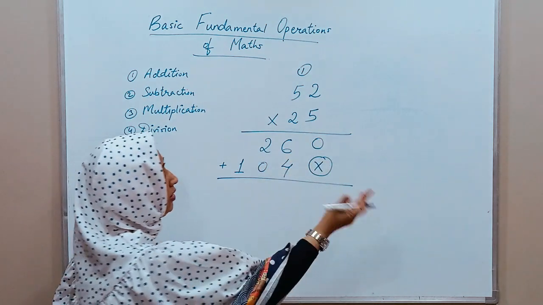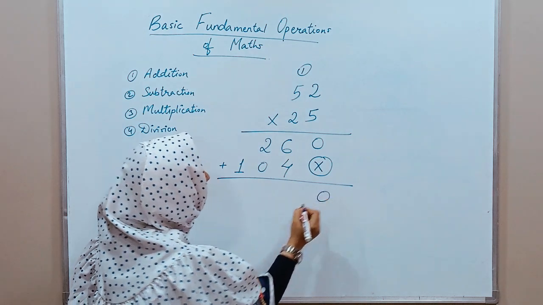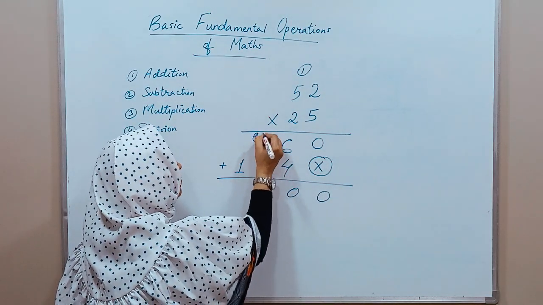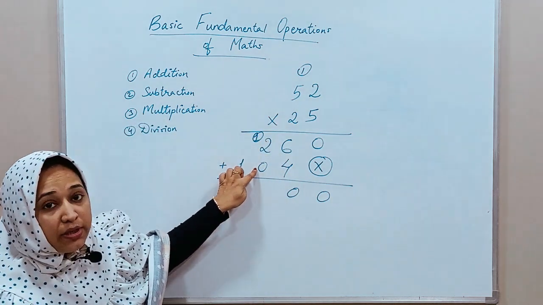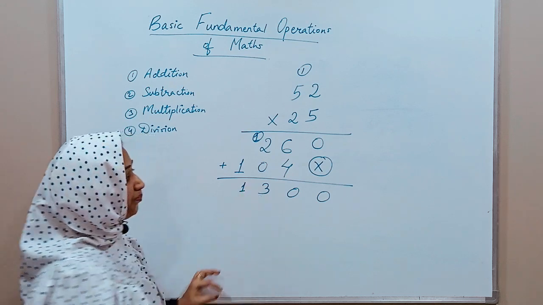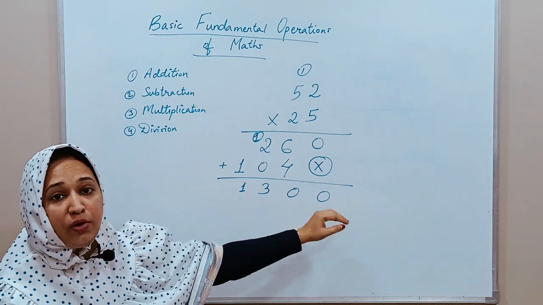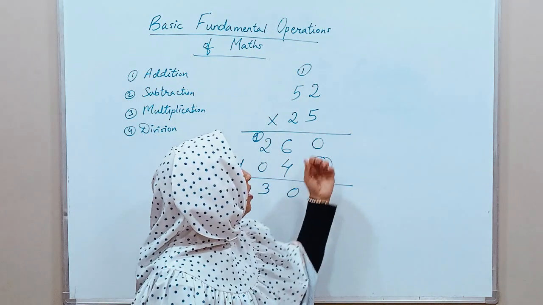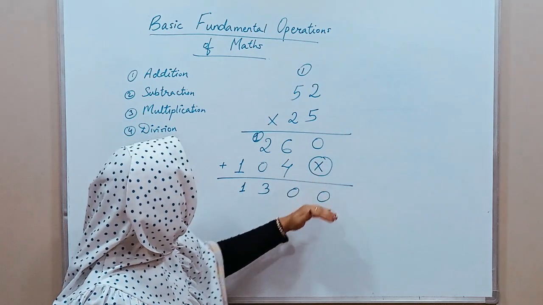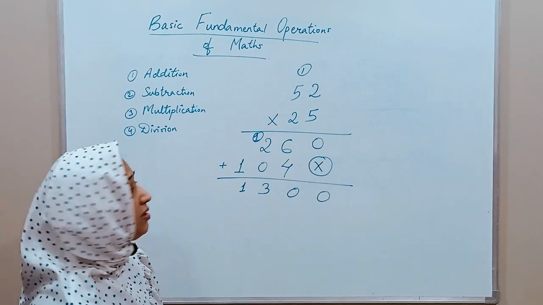Now add them starting from the right hand side. 0, this is considered as 0, so 0 plus 0 is 0. 6 plus 4 is 10, so 0, carry 1. Then 2 plus 0 is 2, plus 1 is 3 and 1. So your answer for 52 into 25 is 1300. Okay. Now similarly, if you have a 3-digit number here, what you will do, we will keep on adding a cross starting from the right hand side going towards the left hand side.